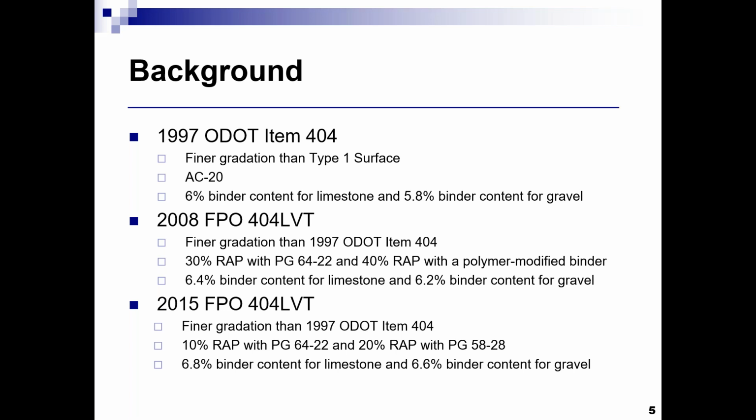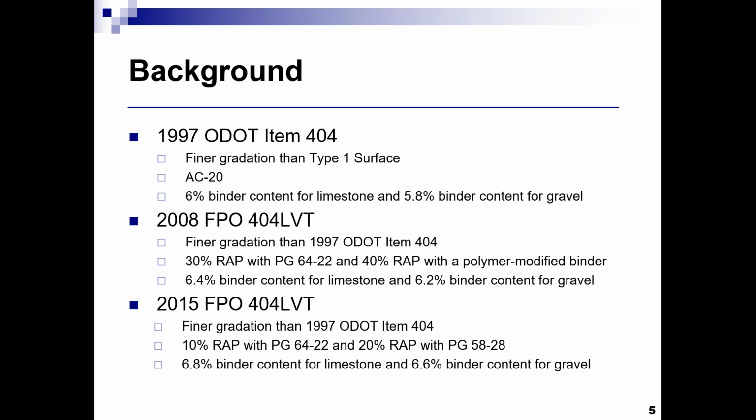This mix was used by some agencies with varying results, and that led to the modification of the 404 LVT specification in 2015 by Flexible Pavements of Ohio, where the RAP content was reduced to 10% when using PG64-22 and 20% when using PG58-28. So you can see that the stiffness of the asphalt binder was reduced, and the amount of RAP that can be used in the asphalt mixture was also reduced as well.